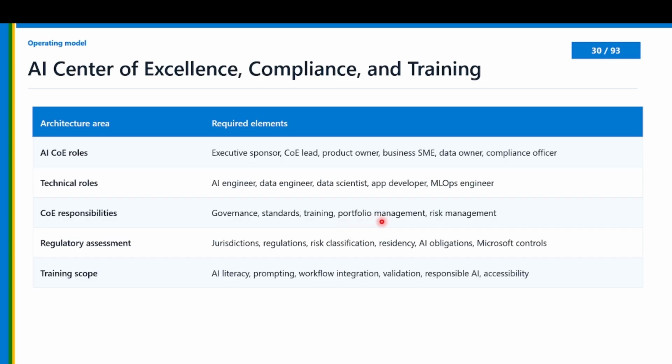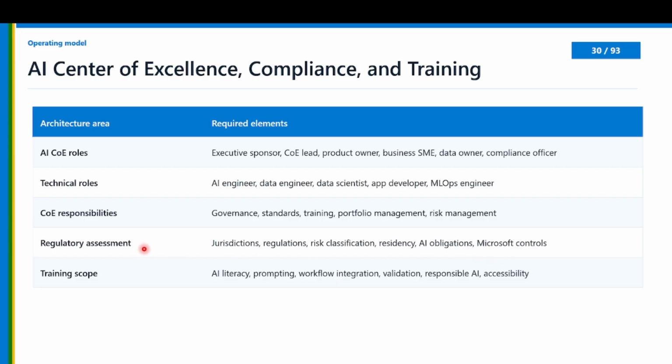So you need a portfolio manager that will manage the agentic AI portfolio. The COE is also responsible for mitigating AI risk, okay, and making sure that AI operates within bounded context, within the company policy. Then we have regulatory assessment. These are jurisdiction, regulation, risk classification, residency, AI obligation, Microsoft control.